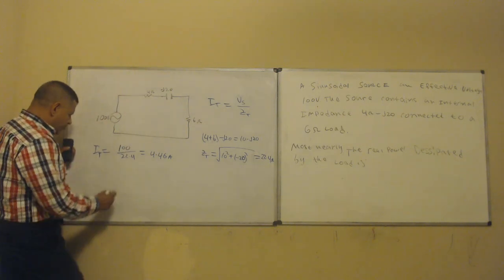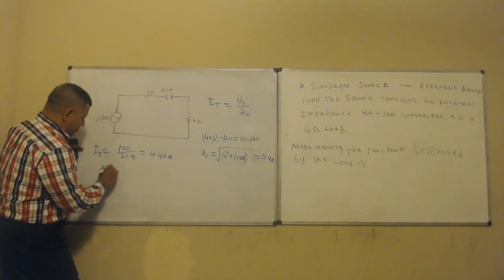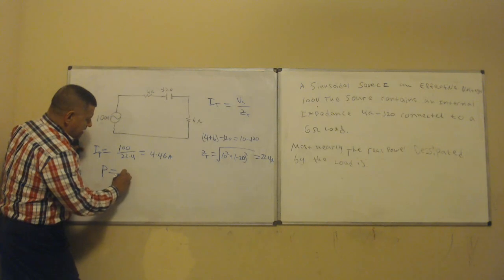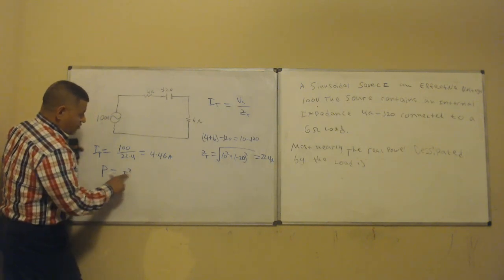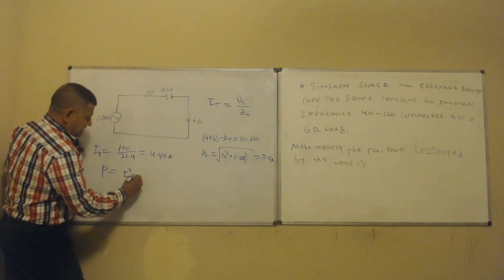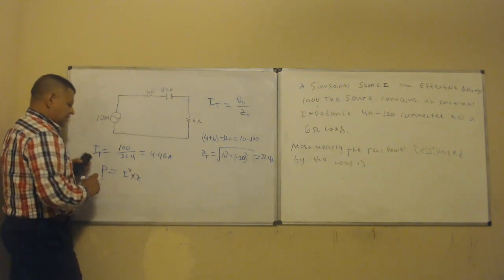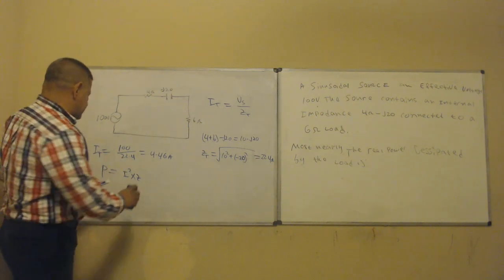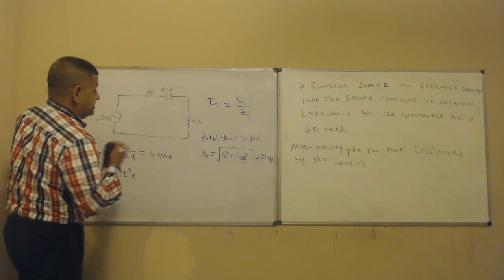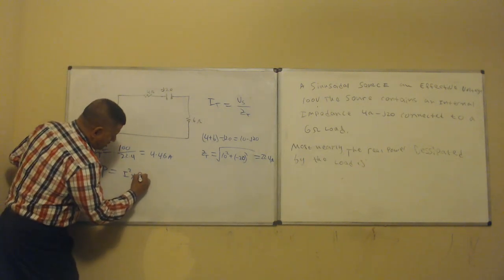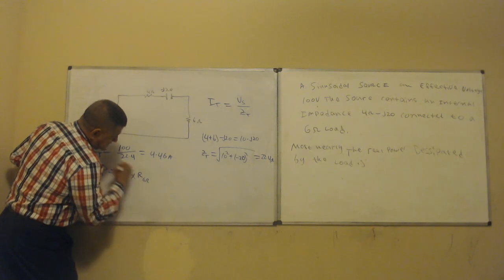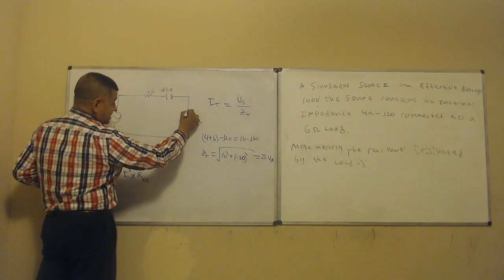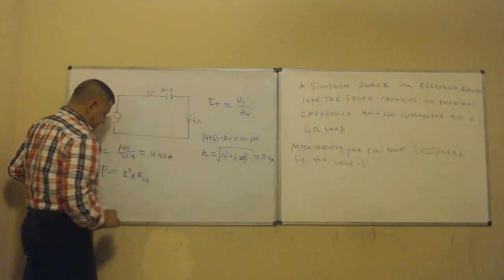So what we can do right here is say the power is equal to I squared times Z. But actually what we're looking for in this case is R, 6 ohms, which is this guy. We're looking for the power dissipated by this guy.